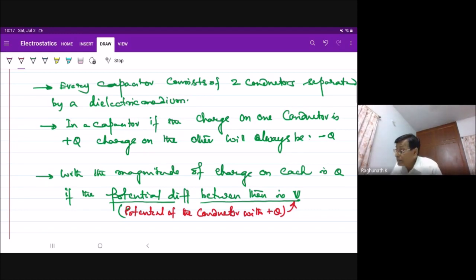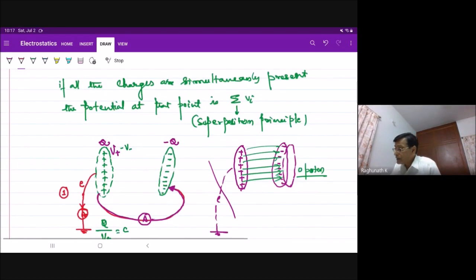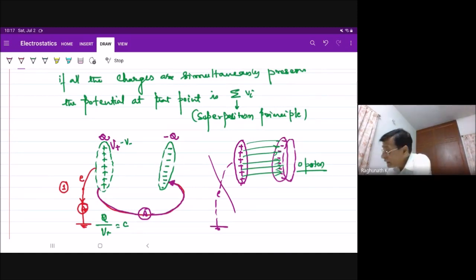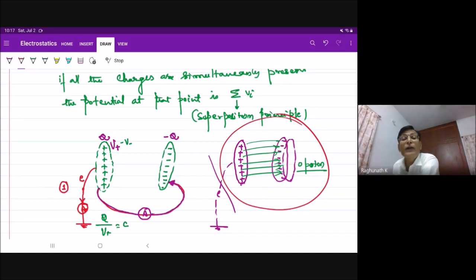What is the potential difference between them? See here. Integral E bar dot dl bar in this figure. Again, the field is from minus to plus. Integral of minus E bar dot dl bar is the potential difference between these two conductors, because this conductor is supposed to be earthed. It is supposed to be at zero potential.